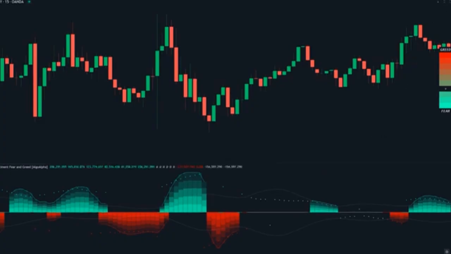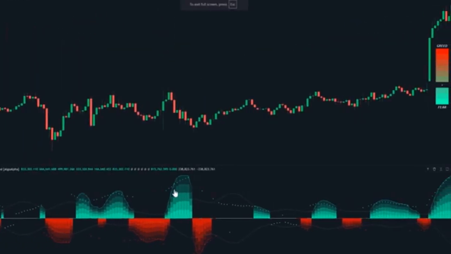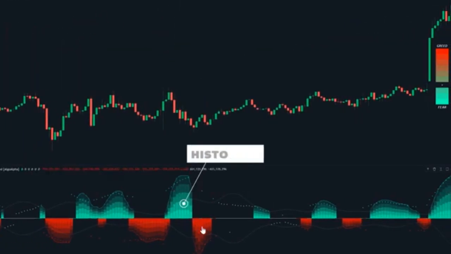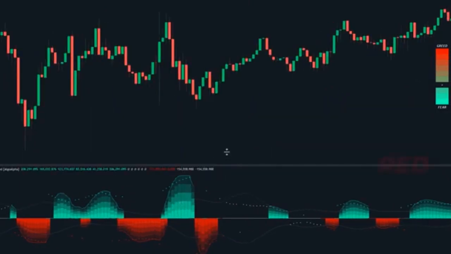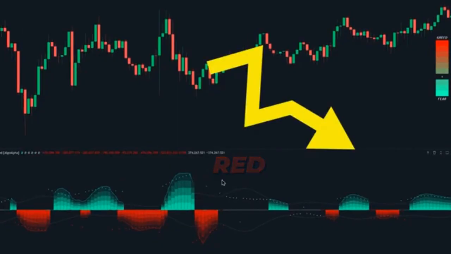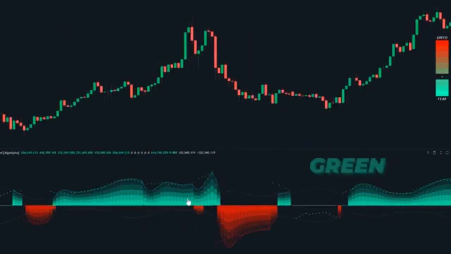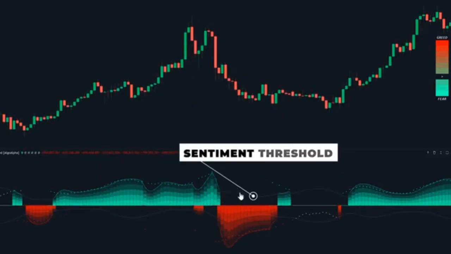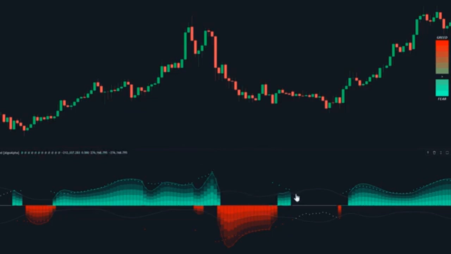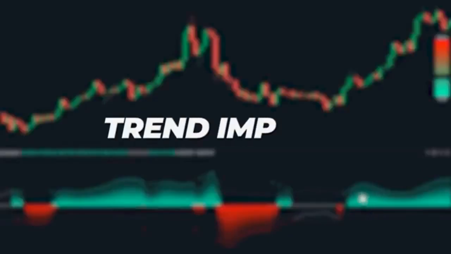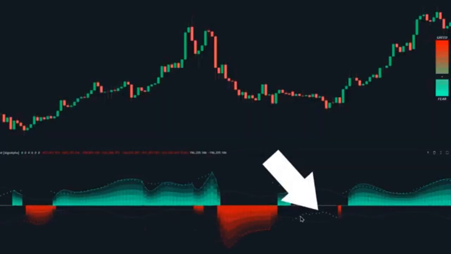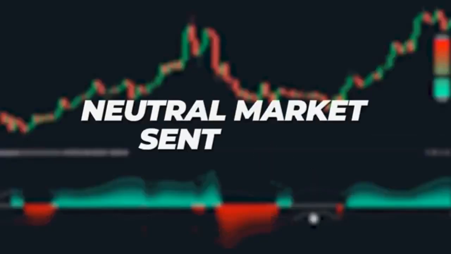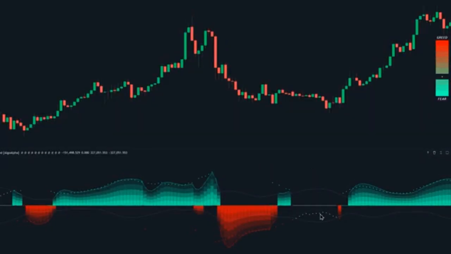As you can see, it consists of just a few key components. First, we have the histogram, which changes color between red and green. According to the creator of this indicator, red histogram bars represent bearish trend impulses, while green bars indicate bullish trend impulses. Now, this gray line is known as the sentiment threshold. Whenever the sentiment histogram crosses this threshold, it signals a trend impulse. Additionally, we have these white dots, which represent neutral market sentiment.